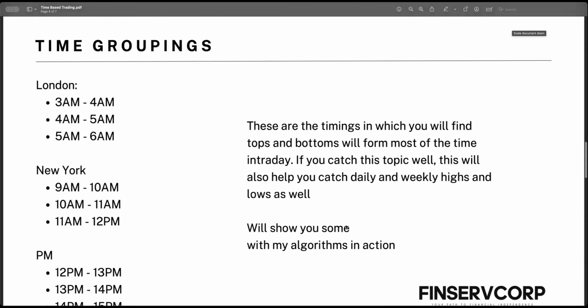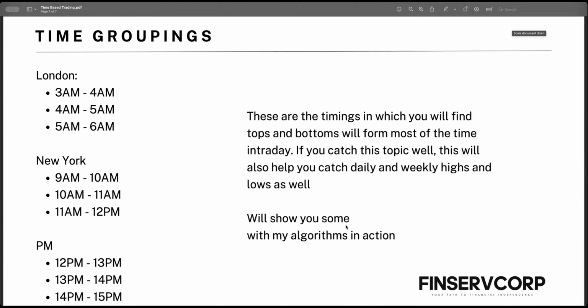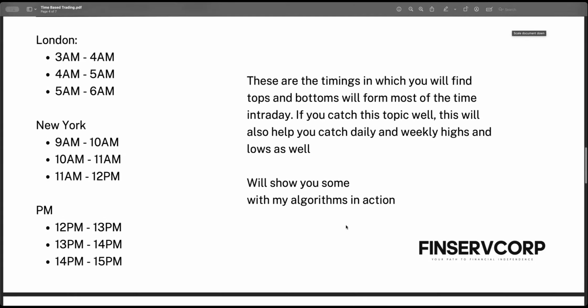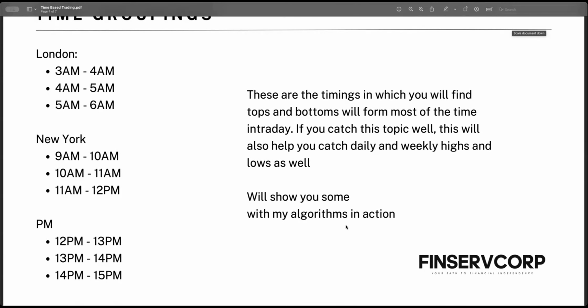Okay. So first of all, you have to understand that we have something called time groupings. Okay. In London, we have 3, 4, 5 hours, right? So 3 to 4, 4 to 5, and 5 to 6. In New York session, we have 9 to 10, 10 to 11, and 11 to 12. In the PM session, we have 12 to 1, 1 to 2, and 2 to 3 p.m.